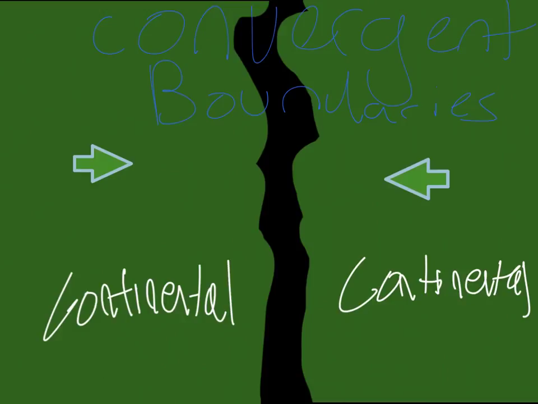Continental convergent boundaries are when two continental plates collide to form mountains and earthquakes. The Himalayan mountains would be a good example of what happens when continental collision occurs.